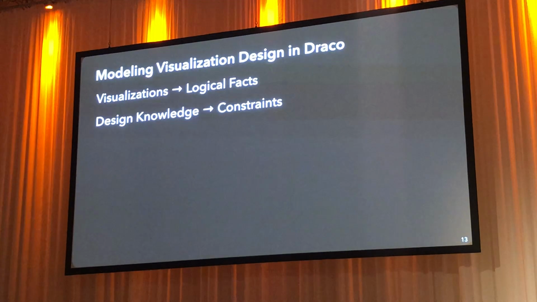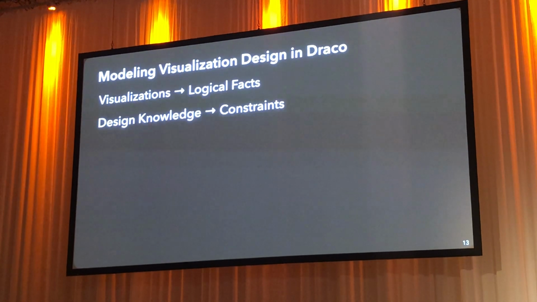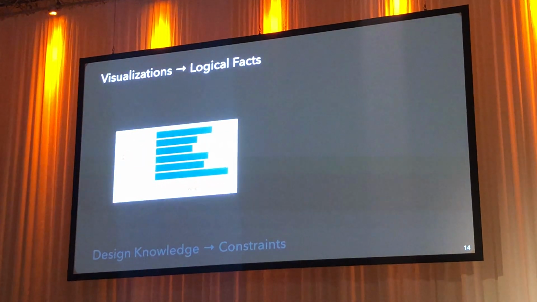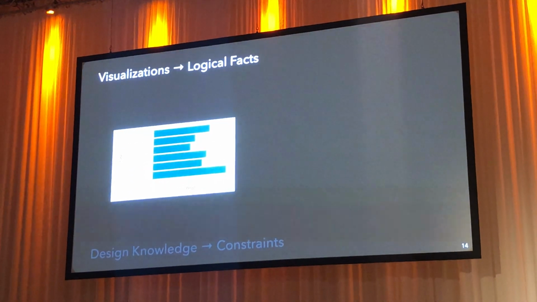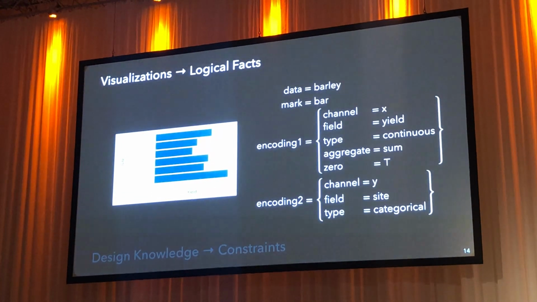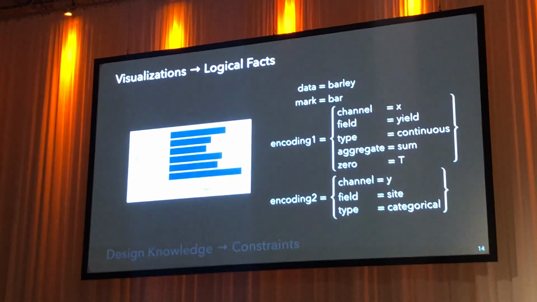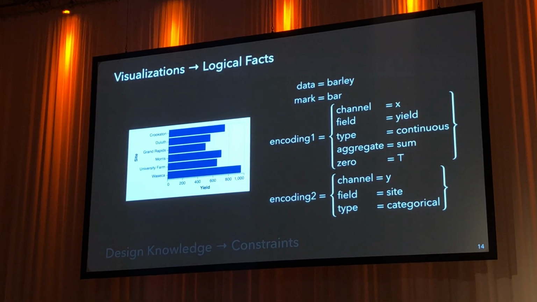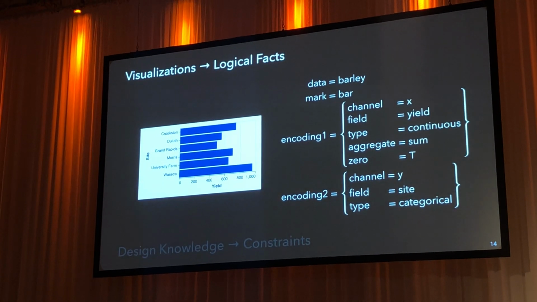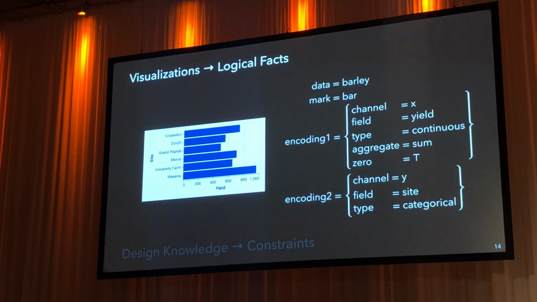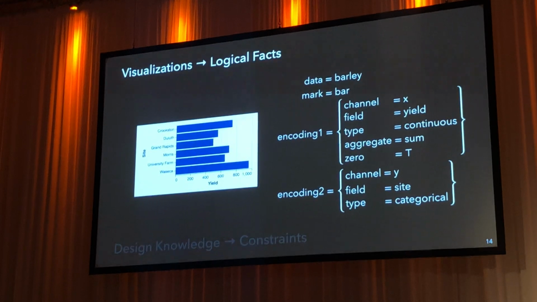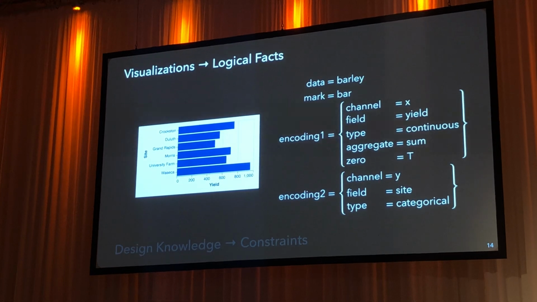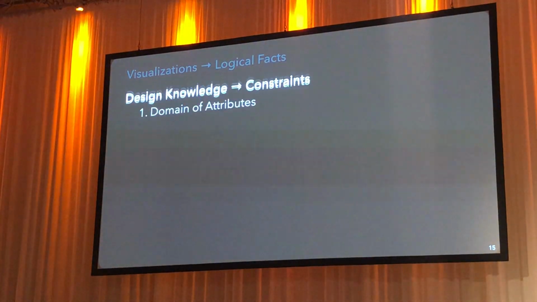As I said, in Draco, we represent visualizations as a set of logical facts and design knowledge as constraints. So for instance, for this bar chart here that you've already seen, to represent it as logical facts, we have something like this. We say the data set is the barley data set, the mark is bar, and we have two encodings. One is a continuous encoding that shows the aggregate sum, and the y encoding is categorical and shows the site. So this is how we describe visualizations. This maps to Vega-Lite if you're familiar with it.